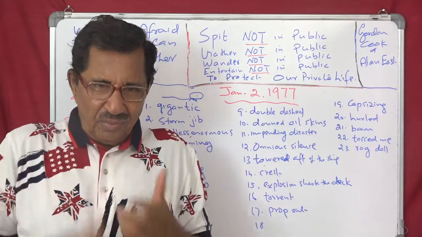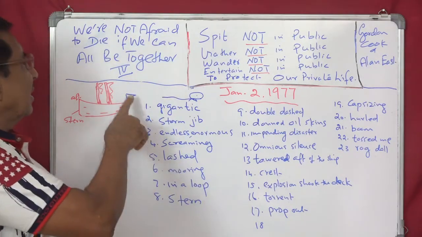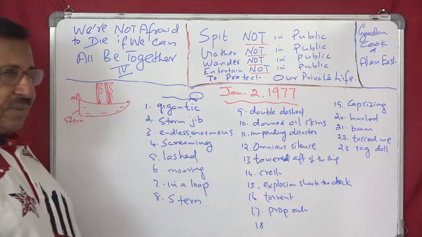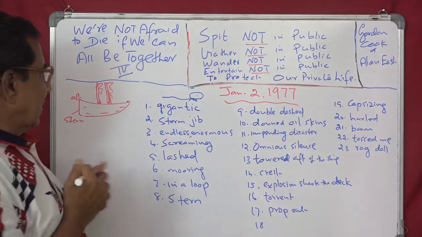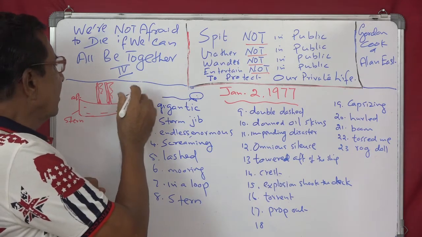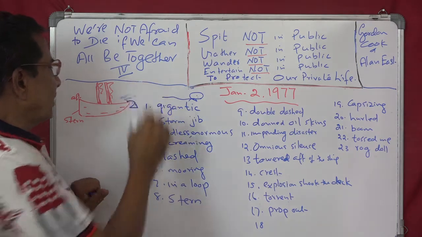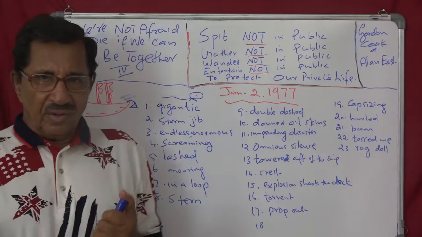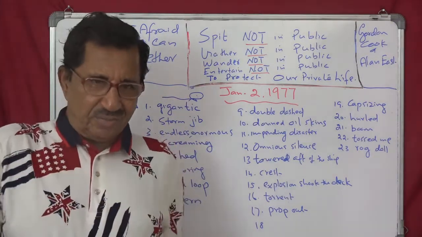Then to slow the boat down, we dropped the storm jib. That means they dropped it like this, so that it won't increase the speed. So the storm jib is like this now. After some time you will find it like this. So they dropped it. That means it will not increase the speed. Going forward now, so reduce the speed.